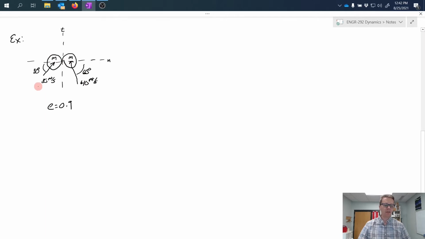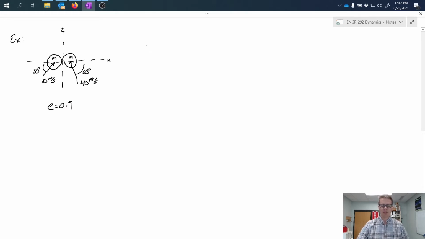The ball on the left is traveling at 30 feet per second at an orientation of 30 degrees, or with a direction of 30 degrees off of the normal axis direction. And the second ball on the right is traveling with 40 feet per second velocity at an orientation of 60 degrees off the normal. And then we're given that there is a coefficient of restitution between the two of 0.9.